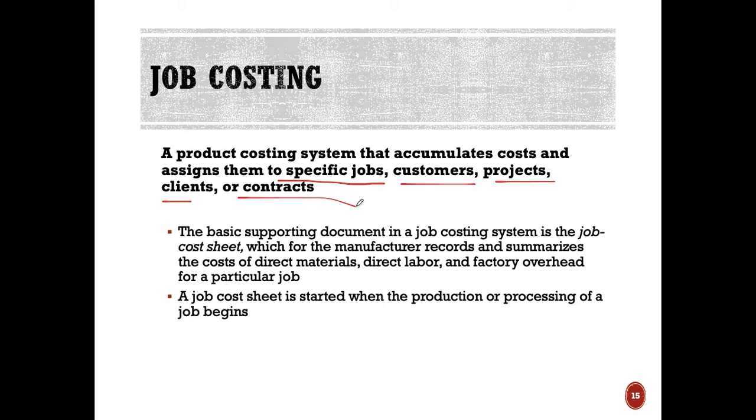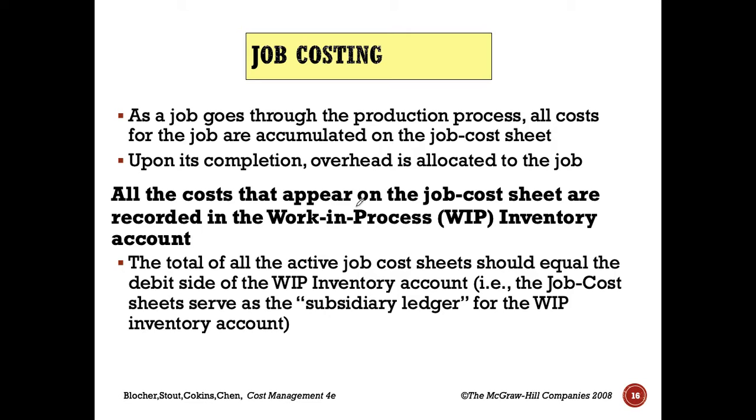Okay, the basic supporting document in a job costing system is the job cost sheet, which for the manufacturer records and summarizes the cost of direct materials, direct labor, and factory overhead for a particular job. The job cost sheet is started when the production or processing of the job begins. As a job goes through the production process, all costs for the job are accumulated on the job cost sheet. Upon its completion, overhead is allocated to the job.